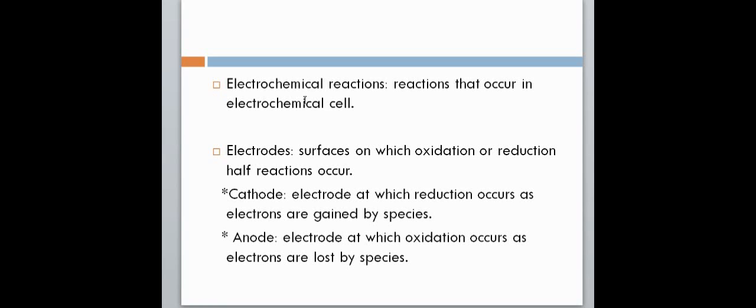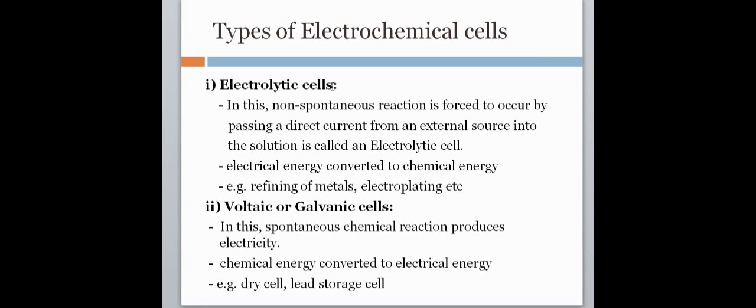So what are the types of electrochemical cells? There are two types of electrochemical cells. One is the electrolytic cell, and the other one is the voltaic or galvanic cell. When I was talking about electrochemical cells, I did mention that what happens in these cells is conversion of electrical energy into chemical energy or chemical energy into electrical energy. Now, these two cells will precisely tell us what exactly happens in which cell.